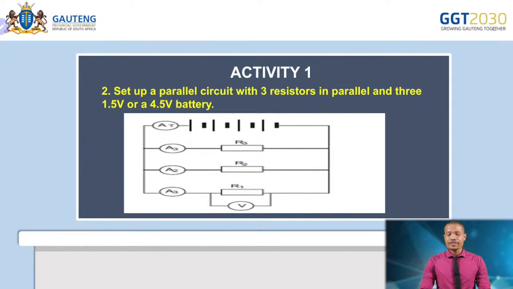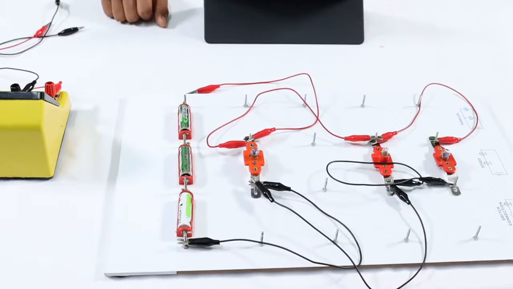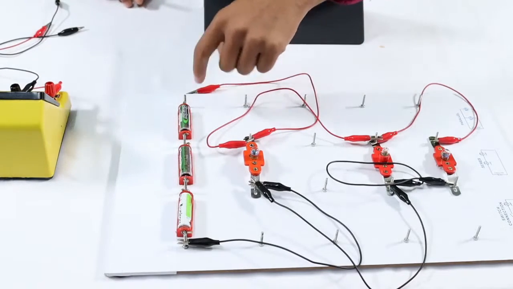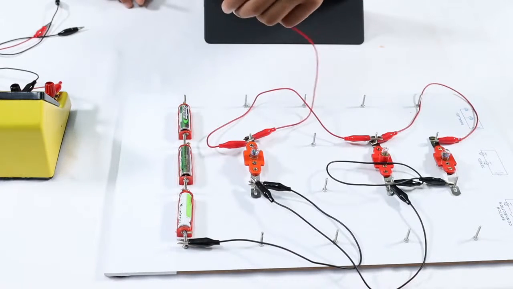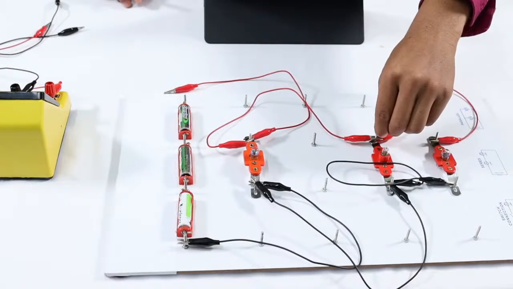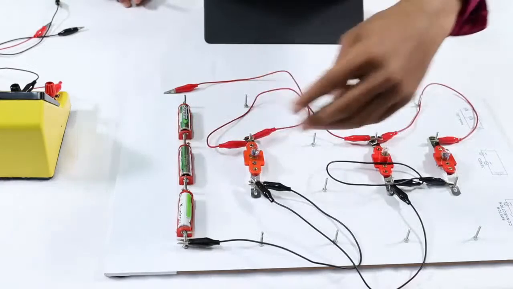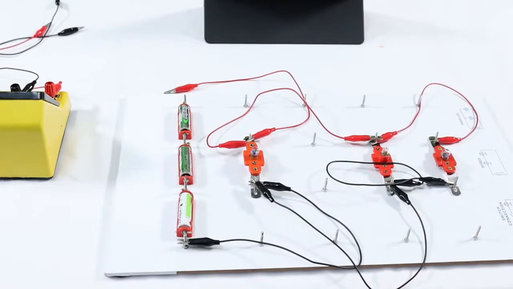So this is how you're going to set up your circuit. Number 2 says, set up a parallel circuit with 3 resistors in parallel and 3 1.5 volt cells, or a 4.5 volt battery. So you have 3 cells, which gives you 1.5 plus 1.5 plus 1.5, that's 4.5 volts. And then you have 3 resistors that are connected in parallel. Each resistor has its own line of current flowing through it. For now, the circuit is open, there's no current flowing. So this is going to take current to this resistor, and then it's going to split to that resistor, and then it's going to split to that resistor. So there's going to be current flowing in this direction, current flowing in this direction, and then current flowing through that direction. So it splits 3 times, okay?